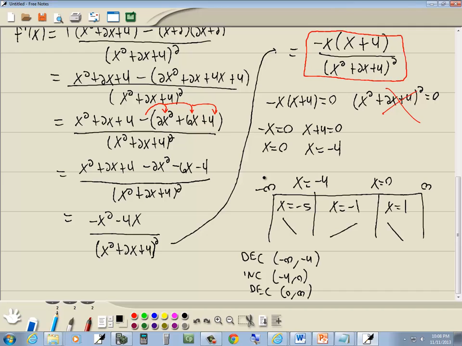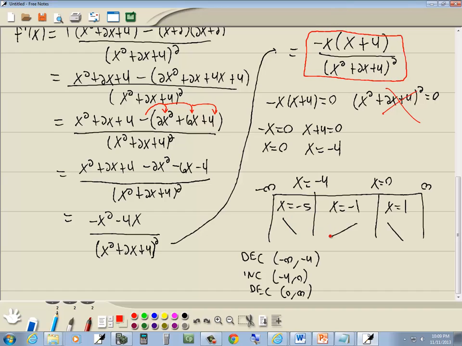And we said decreasing from negative infinity to negative 4. And then increasing from negative 4 to 0, and then decreasing from 0 to infinity. Okay. Well, now we're ready to find mins and maxes, assuming it exists at those places. But remember, our domain was negative infinity, positive infinity, so it exists everywhere.